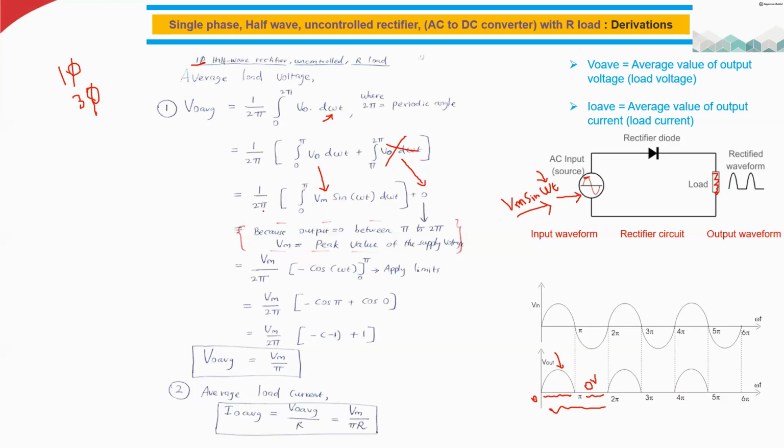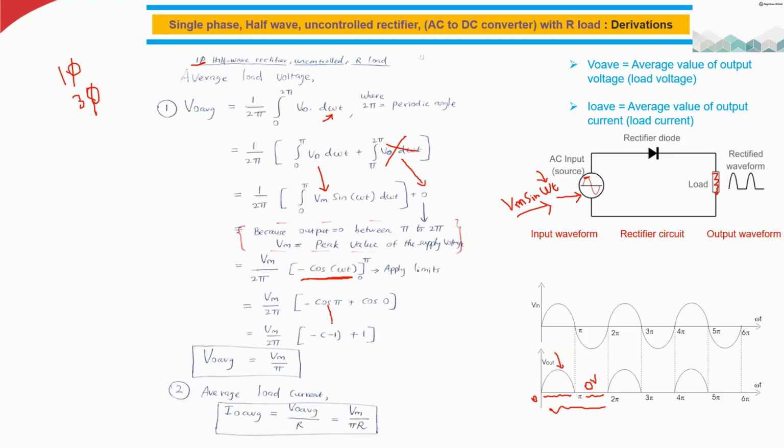Now, this Vm is a constant, so I am taking it outside. So Vm divided by 2 pi. And for sine omega t, what is the integral of sine omega t? That is minus cos omega t. This is the standard formula. And then the limit is 0 to pi. So now I am applying the limits in this equation, pi and then 0. So minus cos pi plus cos 0.